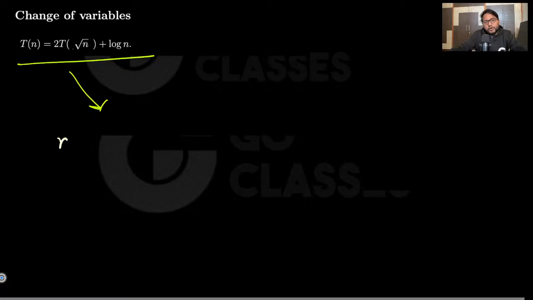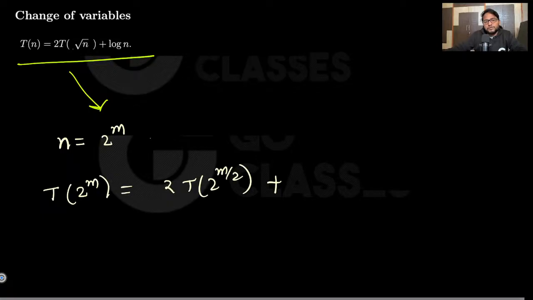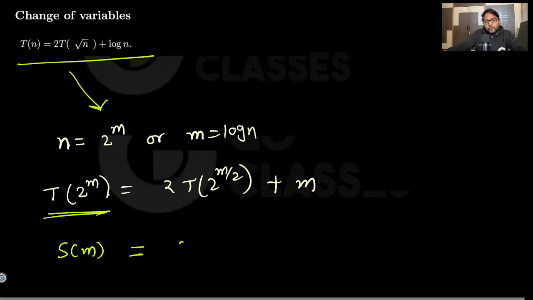Let's just assume n to be something. Let's assume that to be 2 power m. So this is T of 2 power m equal to 2 into T of 2 power m by 2 plus m, or in other words you can say m equals log n. Now let's assume that to be S of m. So this is S of m equal to 2 S of m by 2 plus m.